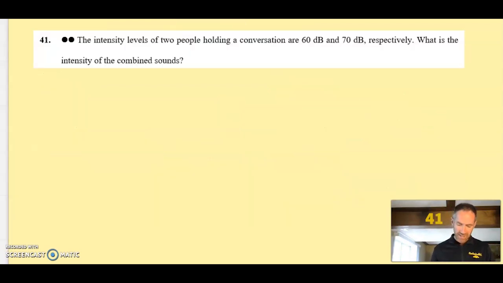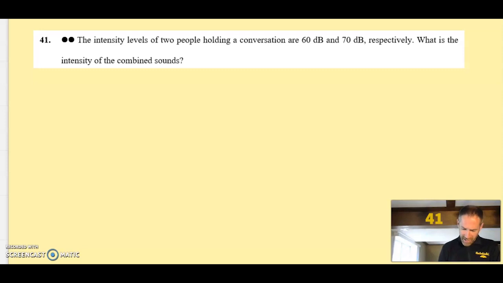Well, number 41 says the intensity levels of 2 people holding a conversation are 60 decibels and 70 decibels respectively. What's the intensity of the combined sounds? Maybe it's not a conversation anymore if they're talking at the same time, but what kind of intensity are you going to get of the combined sounds? And they didn't ask, but I'll ask, how many decibels if they talk at the same time? What I'd like to do is figure out the intensities that each one is contributing to the air, and now add those together. That'll be the answer the way it's written, and then I can take that intensity and figure out the associated sound level. And that's a part that might make you go, oh, I didn't see that coming.